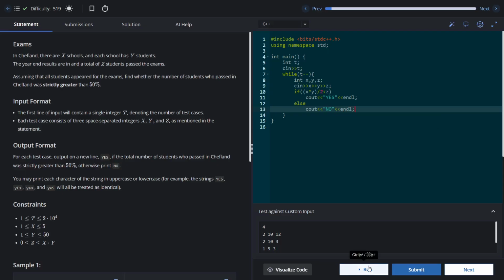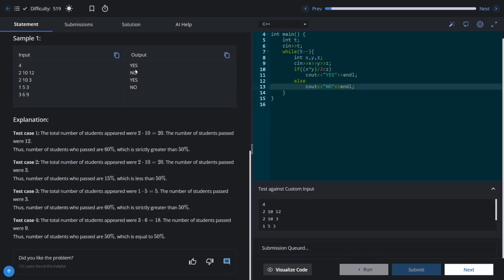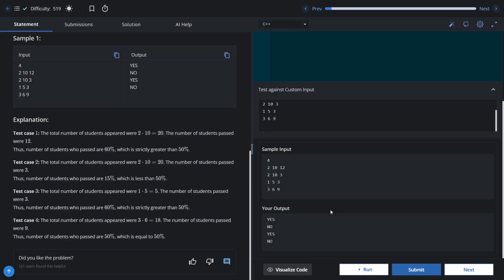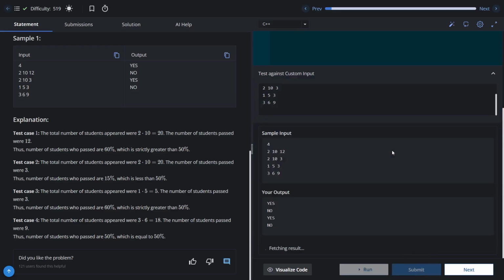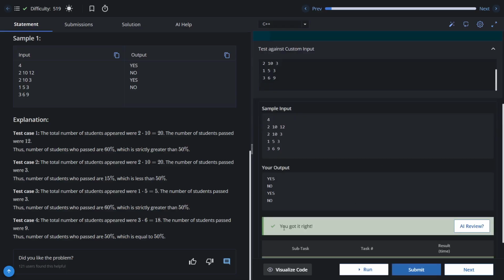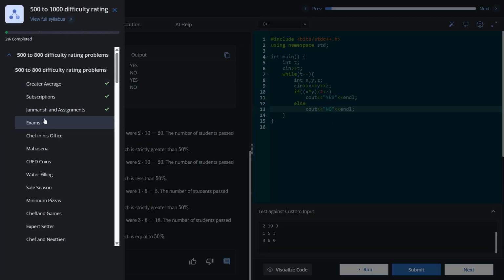Now let's try to run the code. It has to be yes no, yes no, yes no, yes no. Now let's try to submit the code. Yeah, it got submitted. So we have solved the fourth problem in the series.